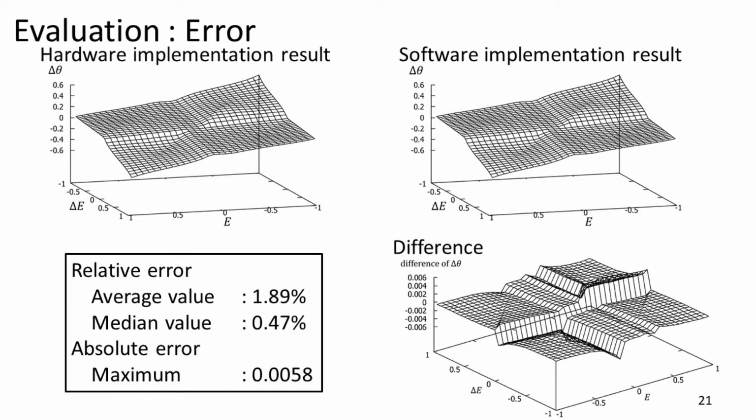The average value of errors of hardware implementation result relative to software implementation result is about 1.89%, and the median value of it is about 0.47%. In addition, its maximum absolute error is about 0.0058.